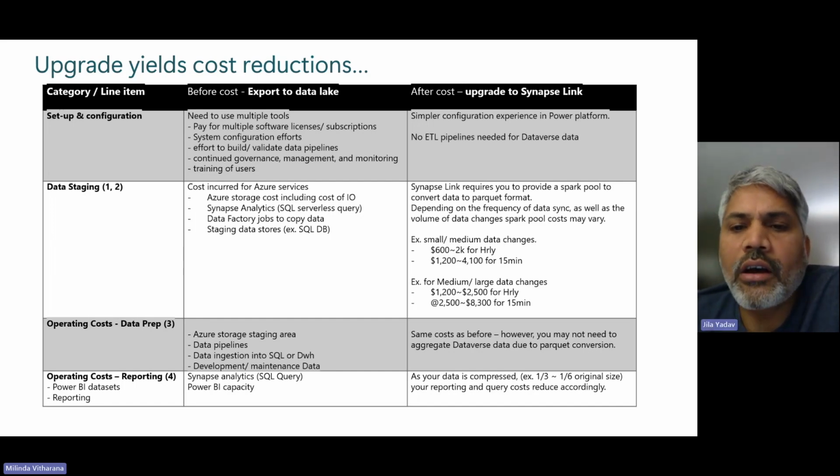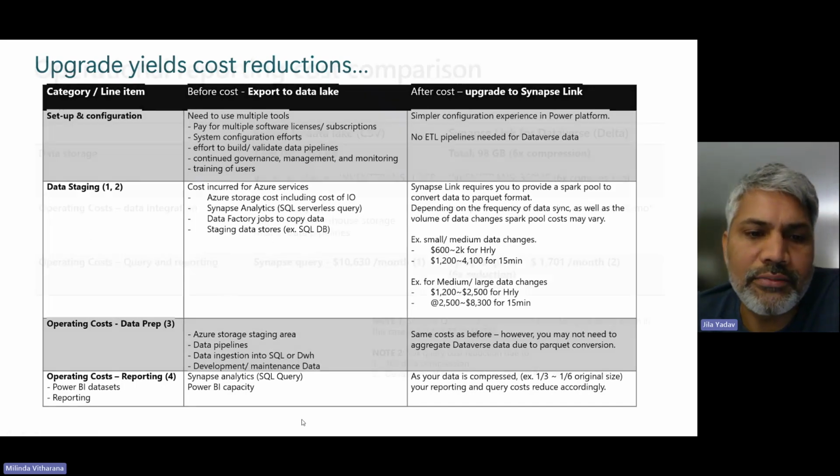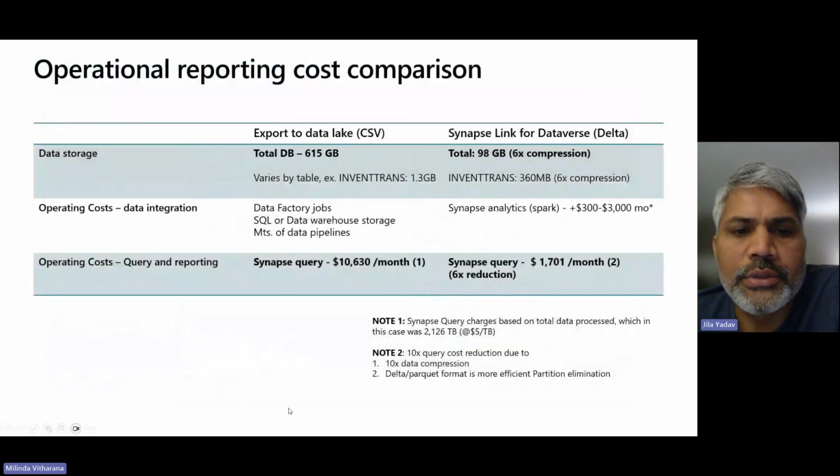And also read cost: many customers are using Synapse serverless on top of the CSV and incurring high read cost of the data. That's basically because the CSV formats are not compressed, so the storage of the CSV could be high. And what we see when you convert this data into Delta Lake format is that it's 6 to 8 times compressed. So technically, you pay less because of that reduction.